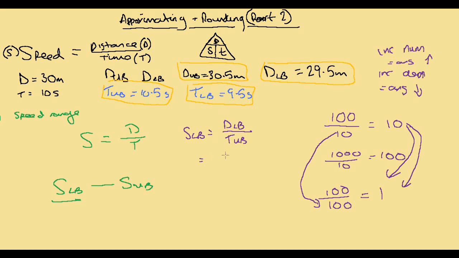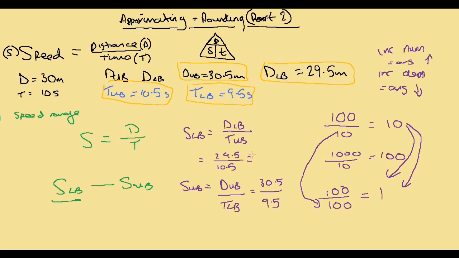Well, we've got these here, haven't we? Lower bound 29.5, upper bound of the time is 10.5. Okay, so that would be the calculation that we'd need to do. Now, what about the upper bound of the speed? Well, that must be the opposite case. The distance must be the highest possible, so upper bound of the distance, and the time must be the lowest possible. So that would be the lower bound of the time. So that actually makes 30.5 divided by 9.5. So let's actually calculate these answers, and you can just go ahead and do that on your calculator now if you have one handy.